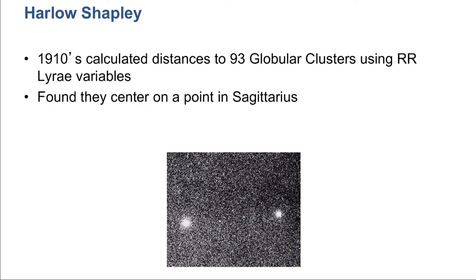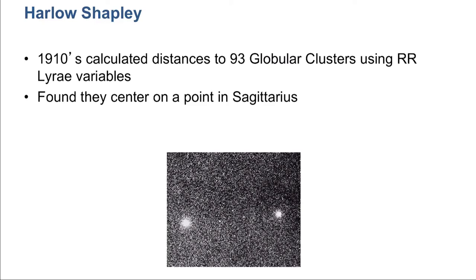And he correctly surmised that these globular clusters are probably scattered randomly throughout the galaxy. And so if you can find the middle of the distribution of the globular clusters, you can find the middle of the galaxy itself. And he found that they centered on a point in Sagittarius. He didn't get the distance right, but he did for the first time realize that we were not in the center of the Milky Way galaxy, and that it must be quite a ways away towards the constellation Sagittarius.